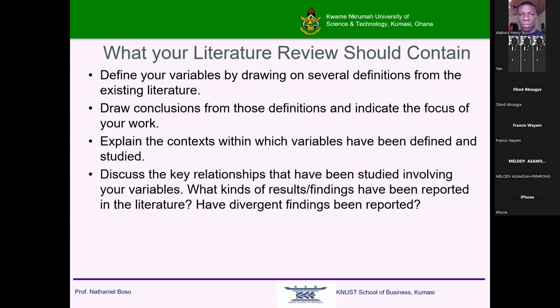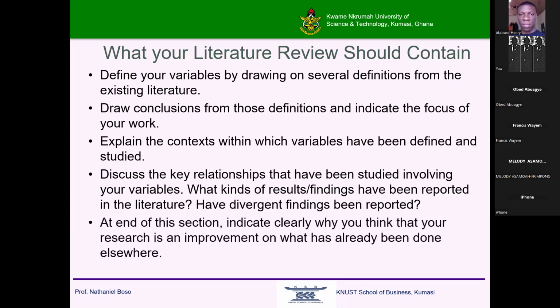So next is to discuss the key relationships that have been studied involving your variables. And that is where you look at the logic they use to establish the relationships, and then the empirical findings they obtained or reported on those relationships. So that's when I talked about the theoretical review and also the empirical review. So at the end of the section of your literature review, your concluding sections should be able to indicate clearly why you think your research is an improvement on what has already been done.